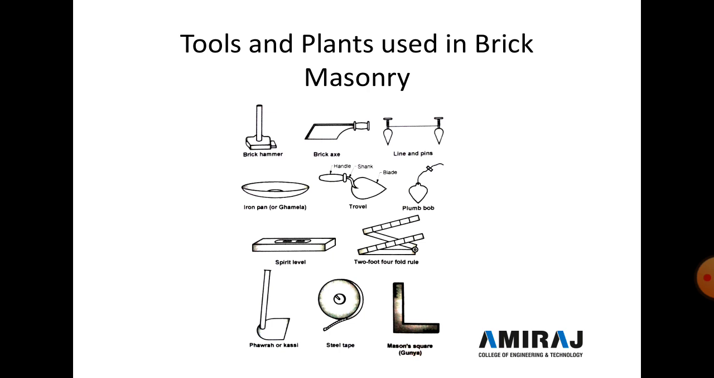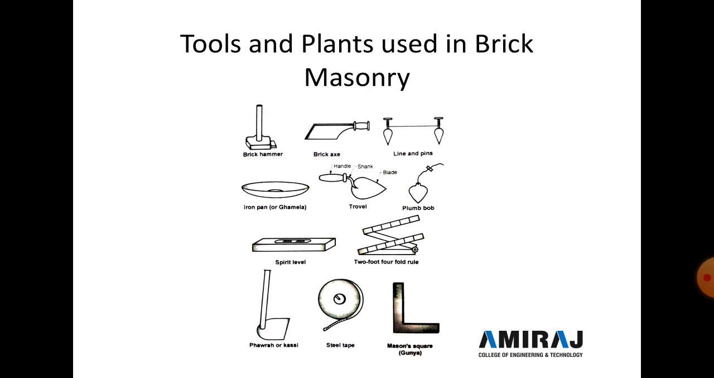Next is the plumb bob. The plumb bob is generally used to check whether your wall construction is vertical or not. Next is the spirit level. The spirit level is generally used to check whether your wall is perfectly level or not. And next is the 2 foot 4 fold rule. The 2 foot 4 fold rule is generally used for measurement purposes.